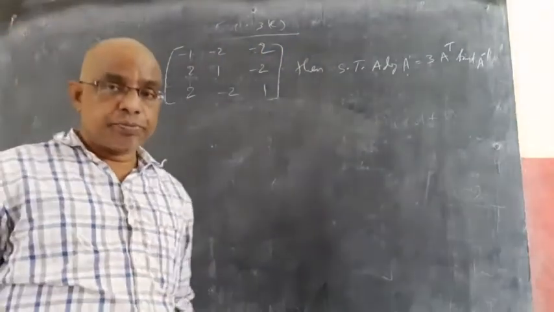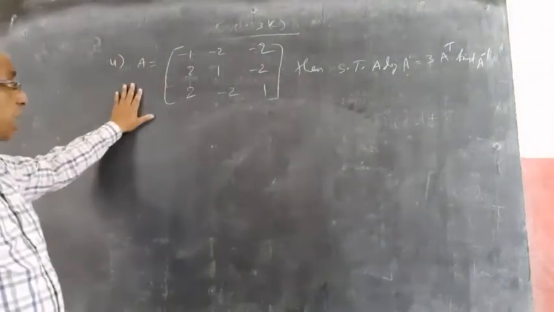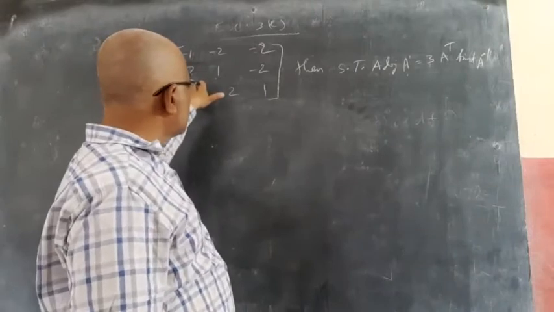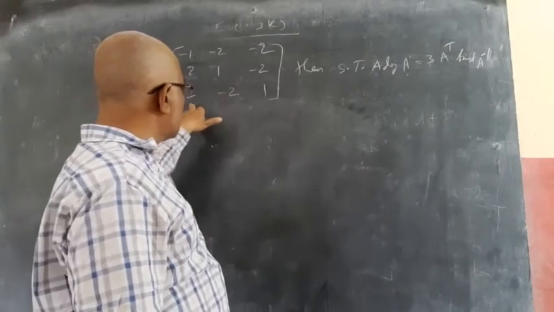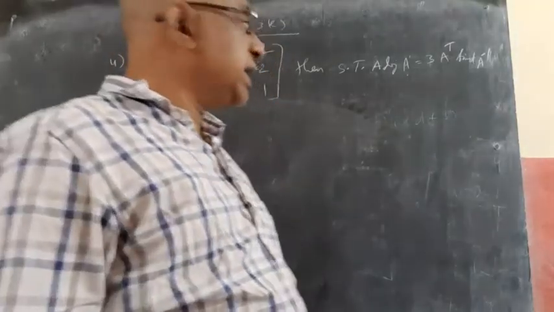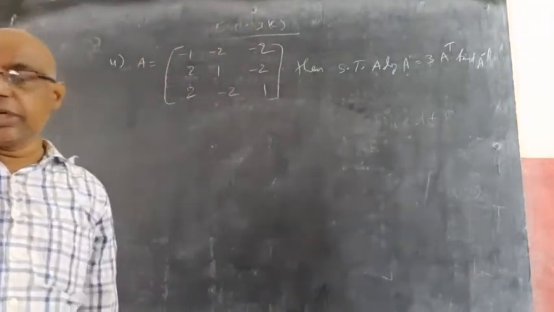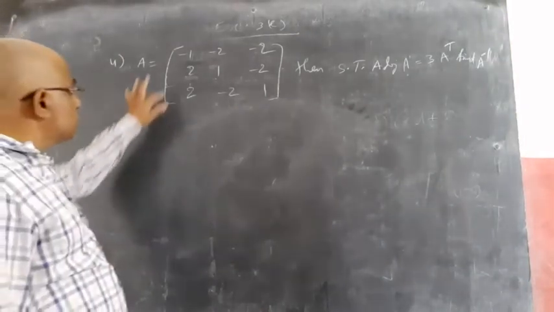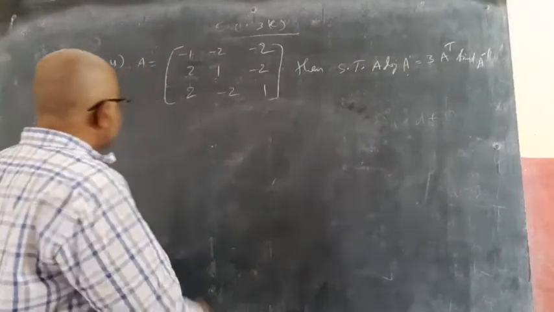Now next one, fourth sum. A is equal to [minus 1, minus 2, minus 2; 2, 1, minus 2; 2, minus 2, 1]. Then show that adjoint A equal to 3 into A transpose. Adjoint A equal to 3 into A transpose. So we'll go for adjoint A.